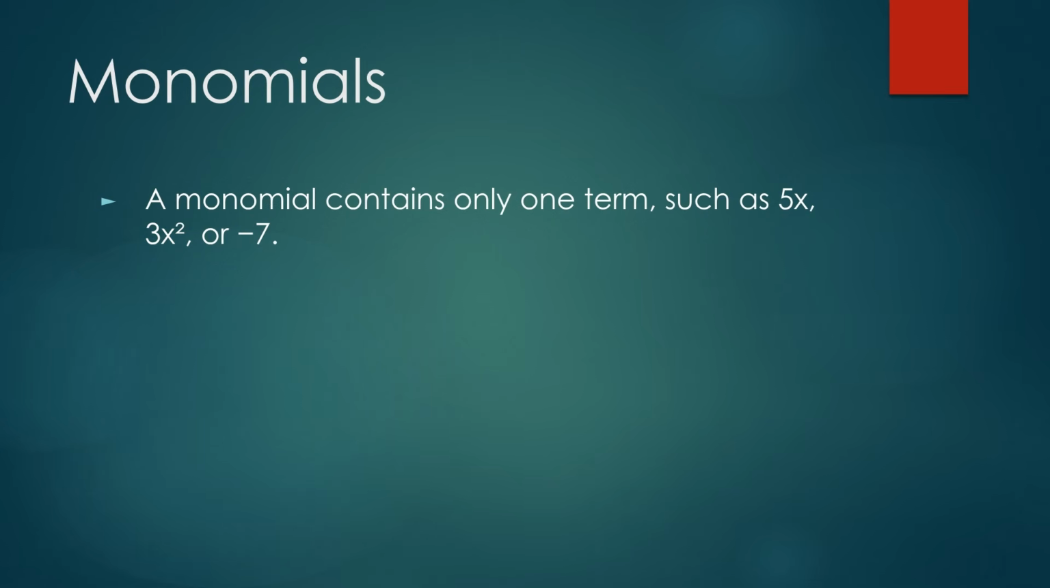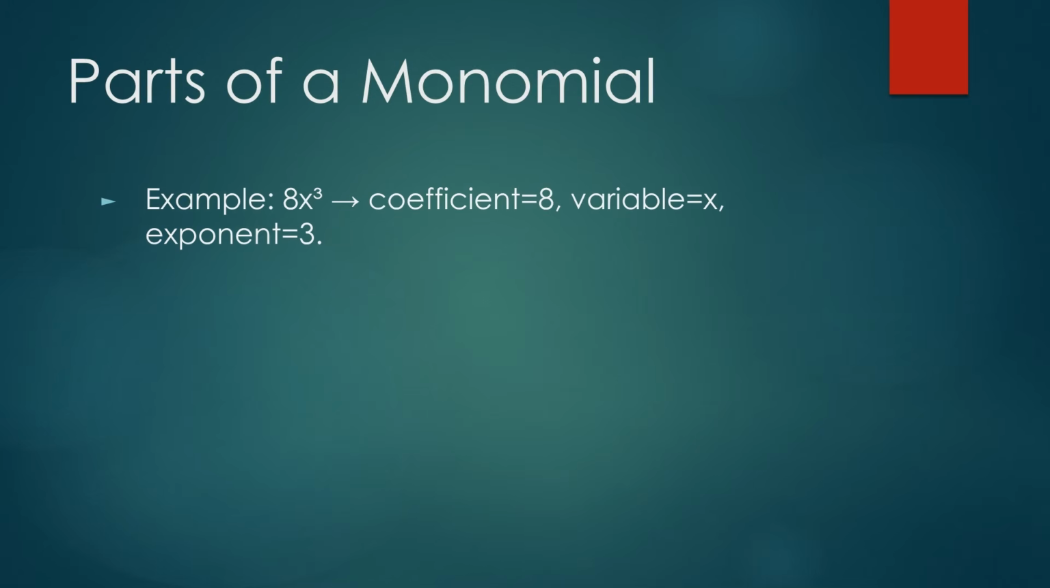A monomial is the simplest type of polynomial, containing only one term. Examples are 5x, 3x², or the constant −7. A monomial has several parts. For example, in 8x³, 8 is the coefficient, x is the variable, and 3 is the exponent.